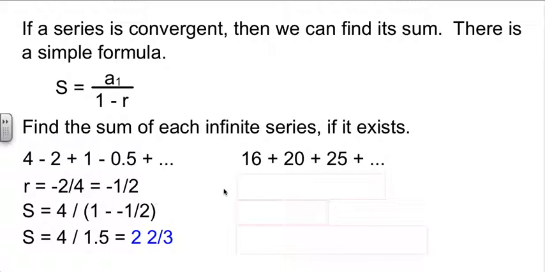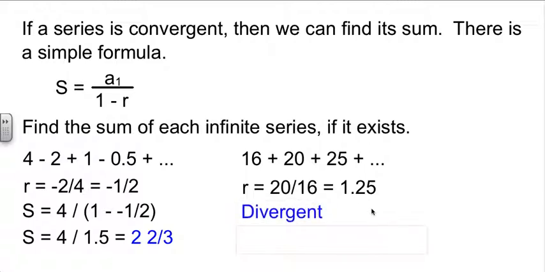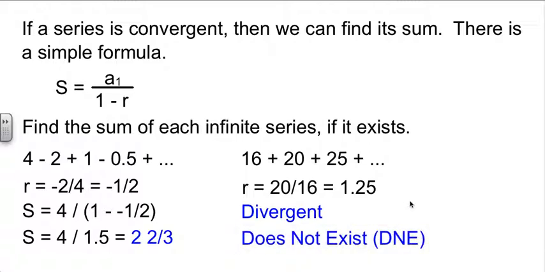Okay. Let's consider this one. 16 plus 20 plus 25 plus and so forth. The second term divided by the first term, 20 over 16 is 1.25. It's out of the zone. It's divergent. Or you could say it does not exist, and the mathematical shorthand for that is DNE. If you write DNE, I'll understand you mean does not exist. If you want to say divergent, that's fine as well.